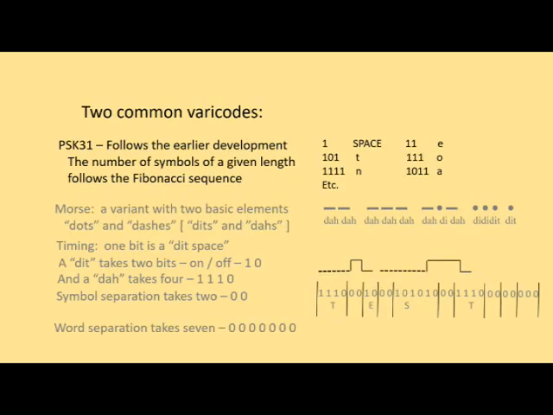The two common varicodes in use today are PSK31, which follows the earlier development. The number of symbols of a given length follows the Fibonacci sequence, as we had seen before. In PSK31, a single-bit symbol 1 is the spacebar. 11 is the lowercase letter E. 101, the lowercase letter T, and so on.